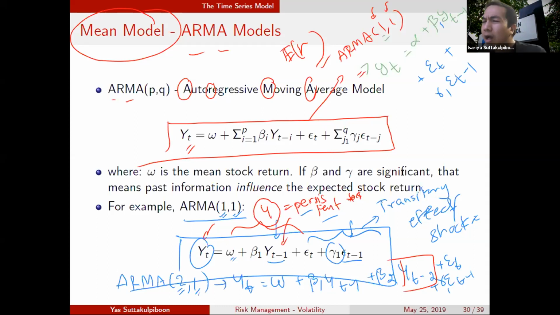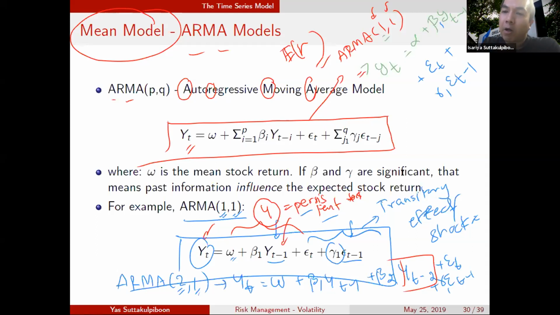So that's why we have this ARMA model to model the mean of the stock, and it's one of the simplest models you can use. Why is it simple? Because you only have one variable, just y, and epsilon is something that you can estimate from the model.